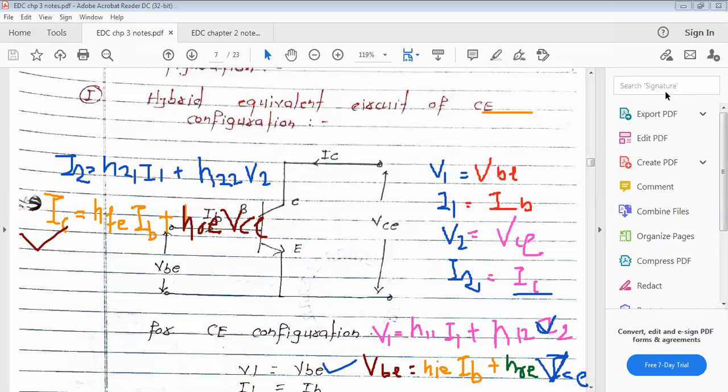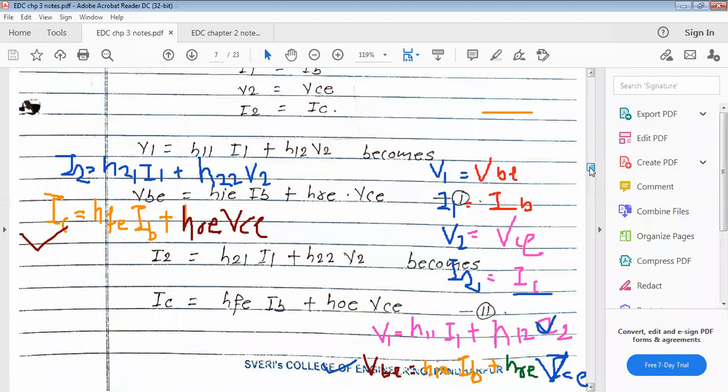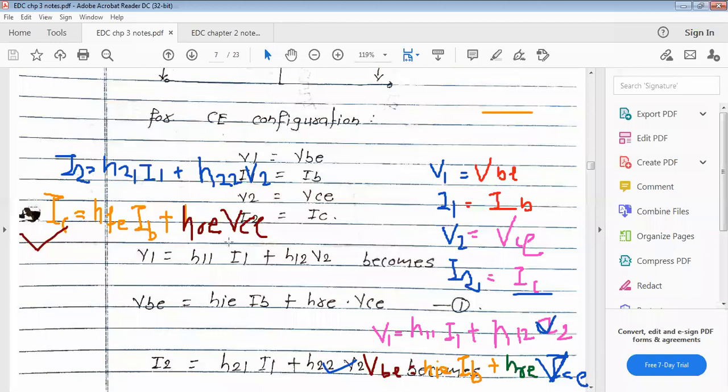Now we have to see whether we have written correctly or not. So see here, V1 is equal to H11 I1 plus H12 V2. What is V1? VB. So VB is equal to H11, which is nothing but HIE. See here, HIE into IB plus HRE into VCE.